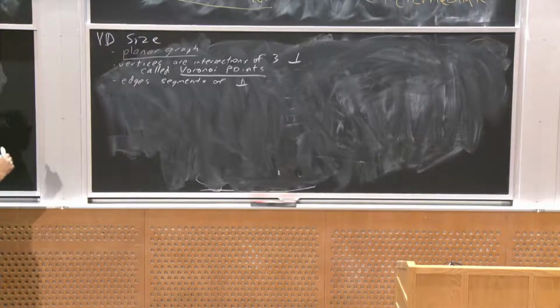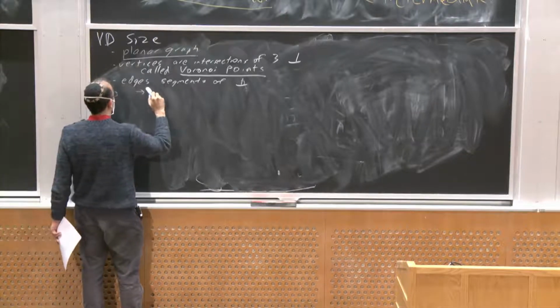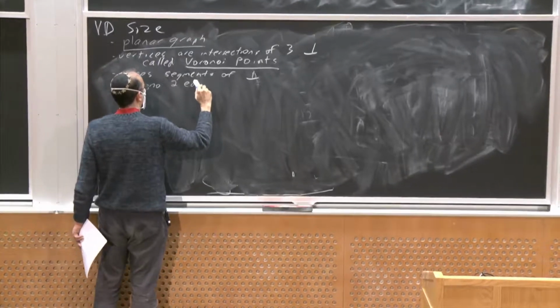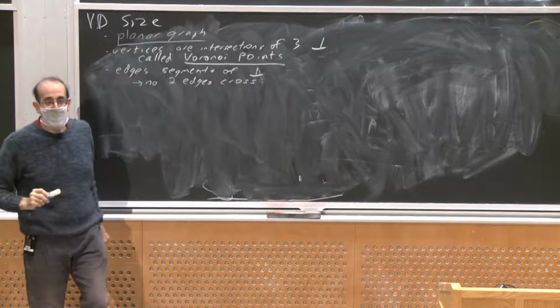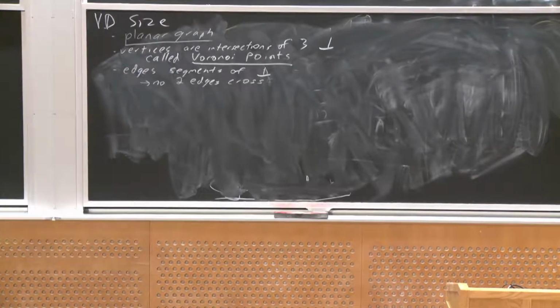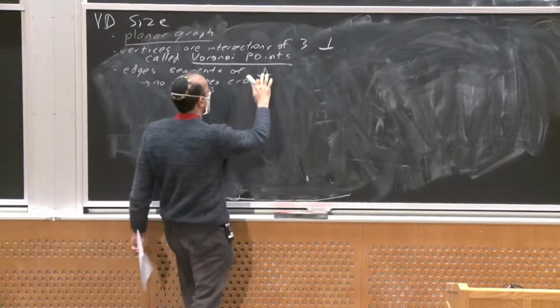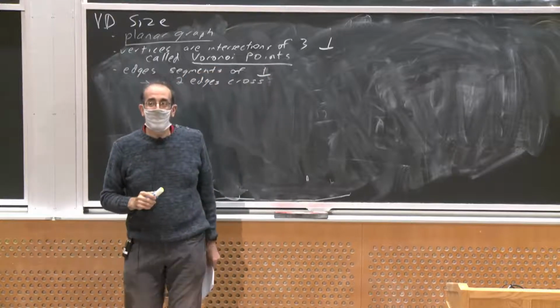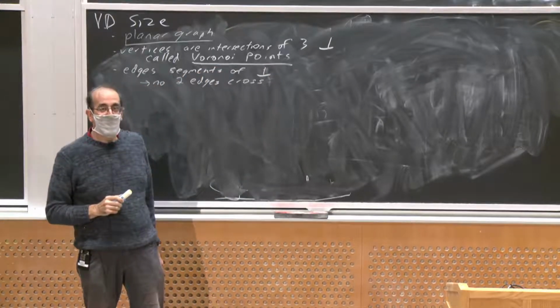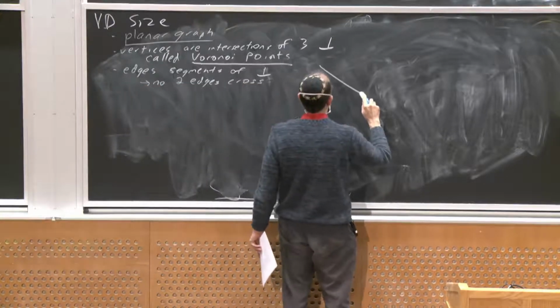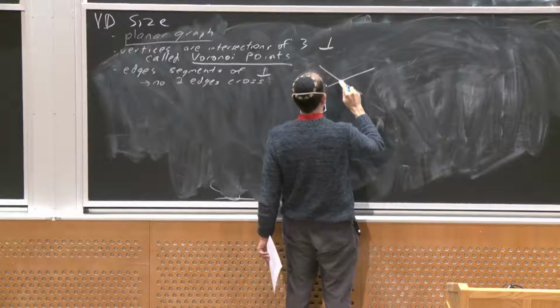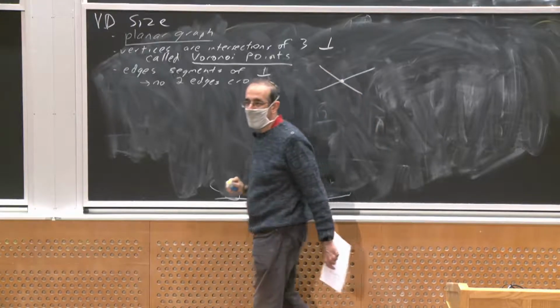But this means that no 2 edges cross in the picture. Why can't 2 edges cross in the picture? Well, if this is an edge and this is another edge, then what is this crossing point?